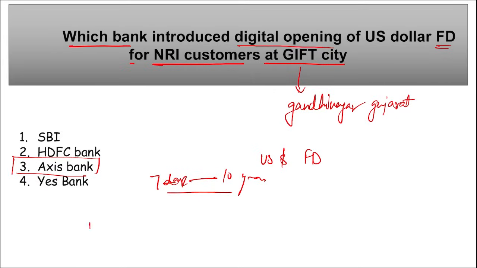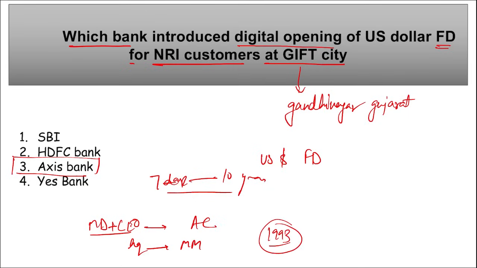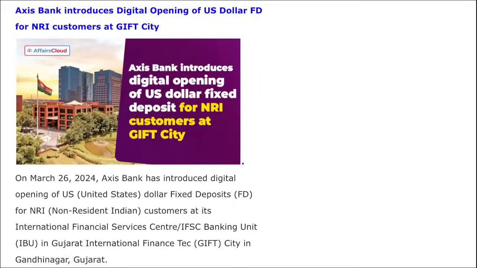If we talk about Axis Bank, who is the managing director and chief executive officer here? Amitabh Chaudhary. Headquarter is in Mumbai, Maharashtra, and it was established in 1993. What is the tagline of Axis Bank? That is Badhti ka naam Zindagi.